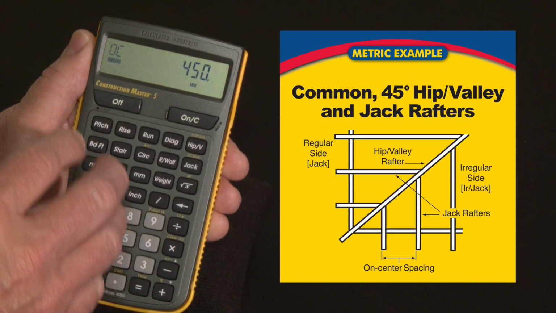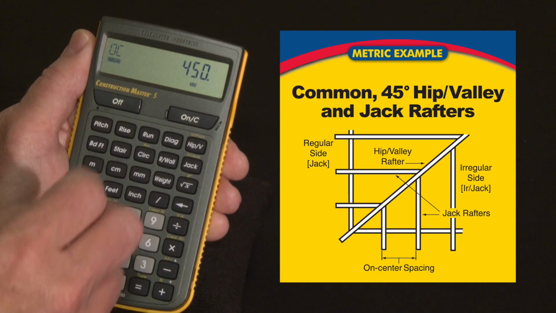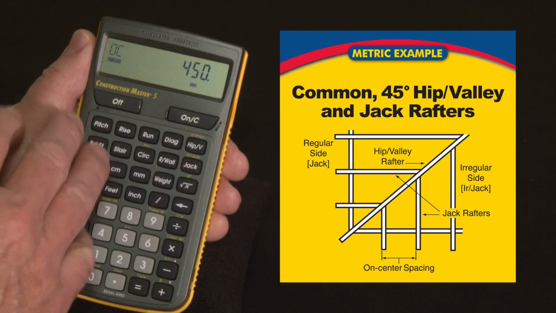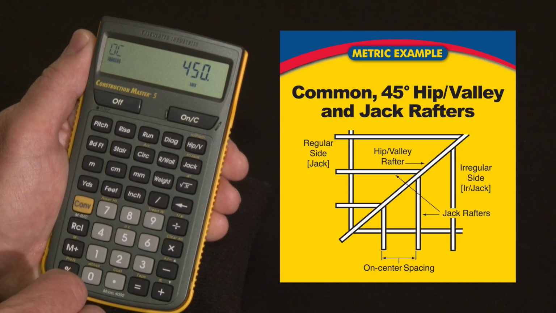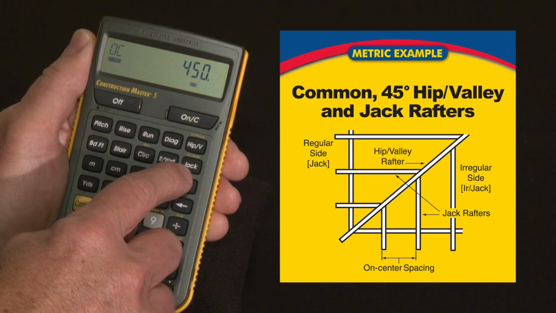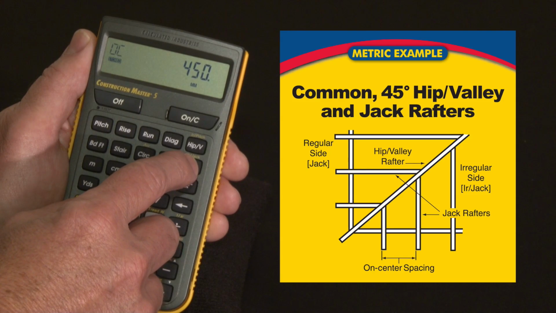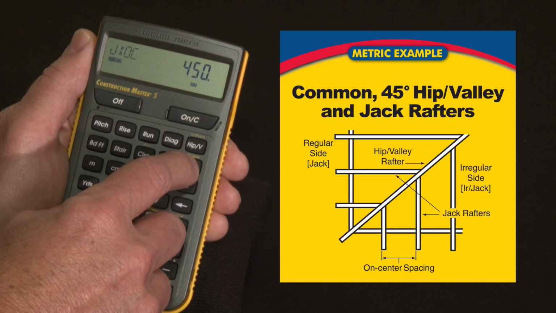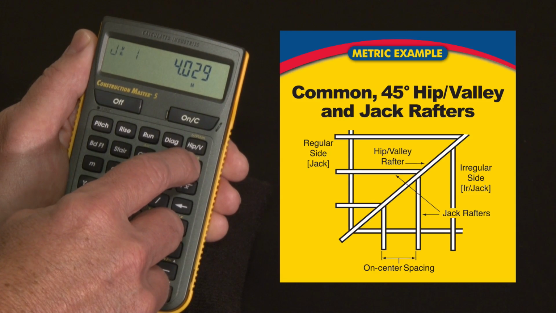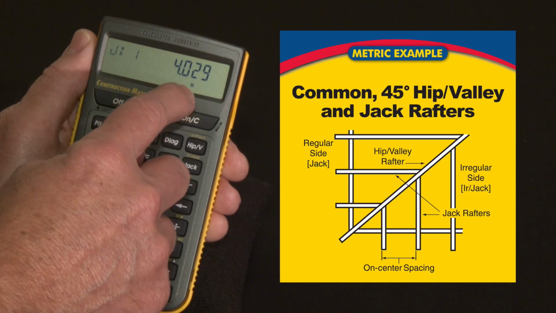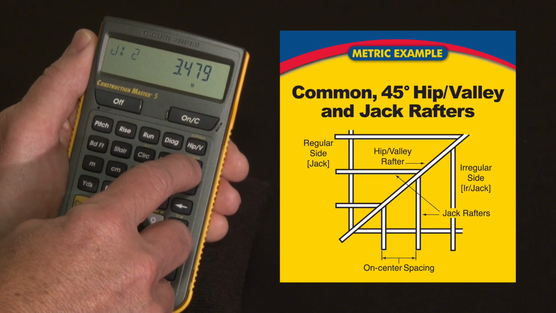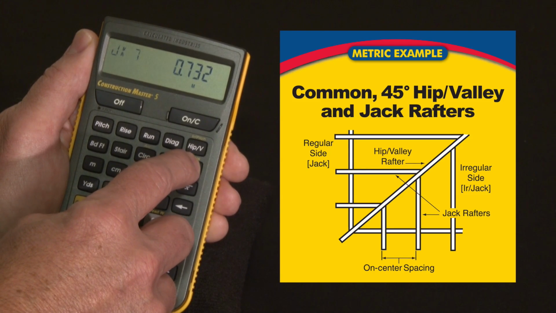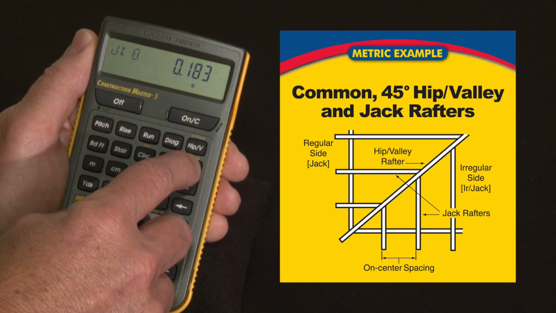That'll stay in there semi-permanently until you pull the batteries out or hit convert times and do a full reset all clear. But if you go away and come back a month from now, that value will still be in there for you. So now we can proceed with the rest of the jack rafter calculations. It's going to give us the length of every jack rafter. It says jack on center, 450 millimeters, all the way from the common down to the corner. So the first jack, number 1, is 4029 millimeters. Then the next one's 3479, 2930, all the way down to the corner to the last one.